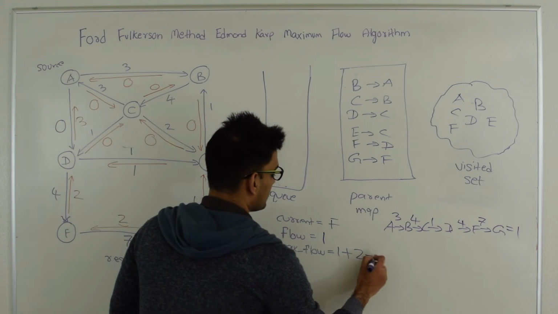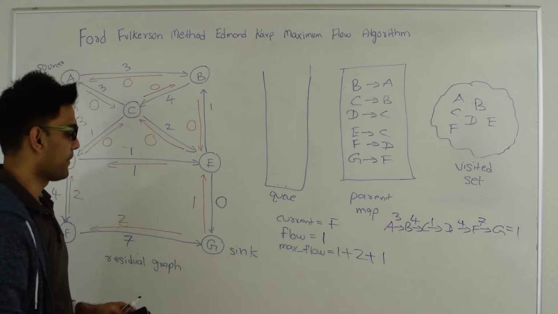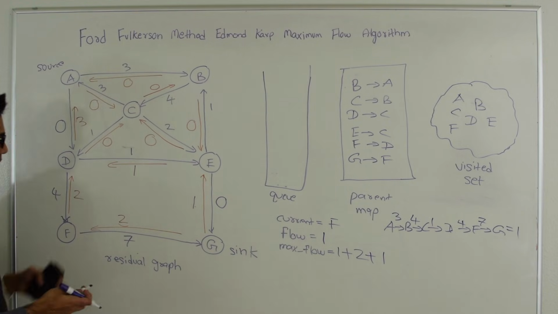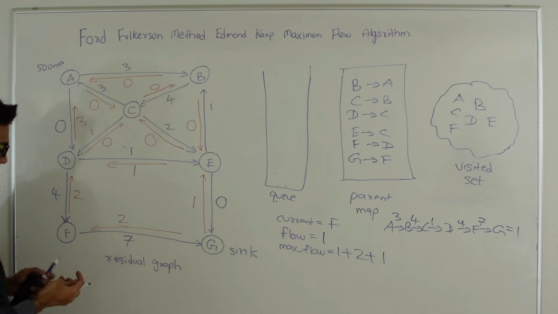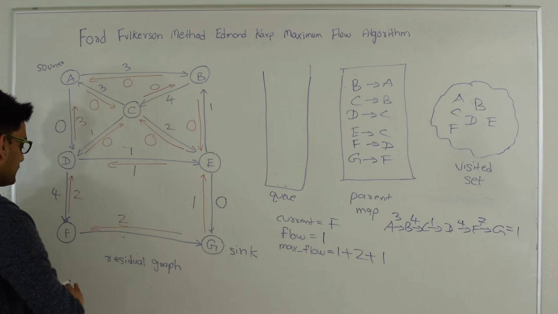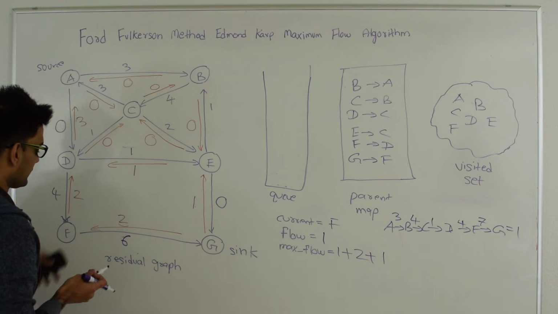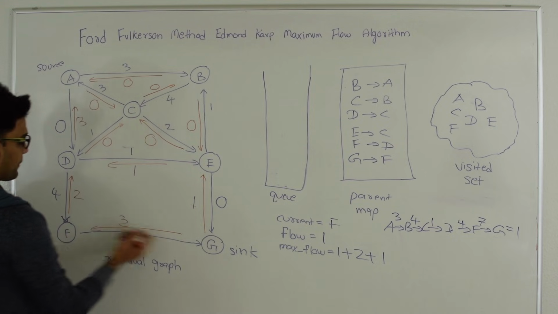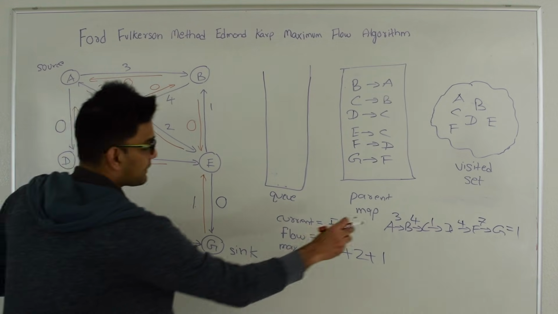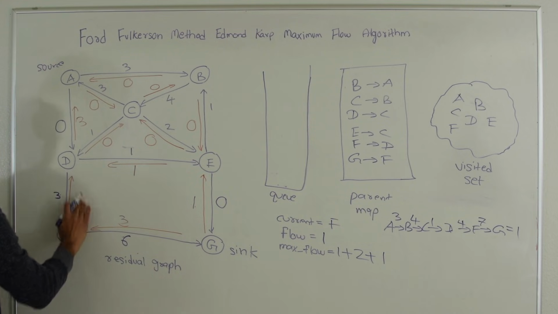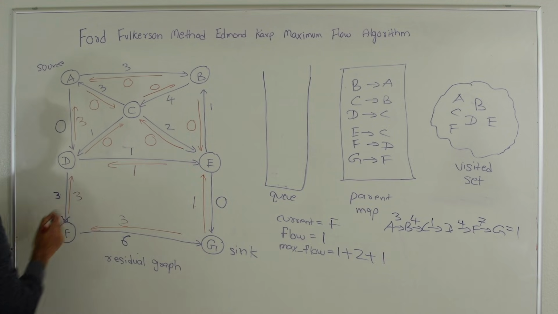So this is 1. So we add 1 more to the current maximum flow we have found till now. Also, we're going to go back and reduce the flow on each of the edges on this path. So FG now becomes 7 minus 1, 6. And this becomes 2 plus 1, 3, in the opposite direction. Then DF, so this now becomes 3. And in the opposite direction it also becomes 2 plus 1, 3.